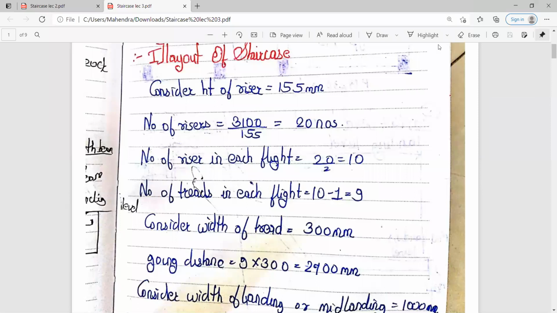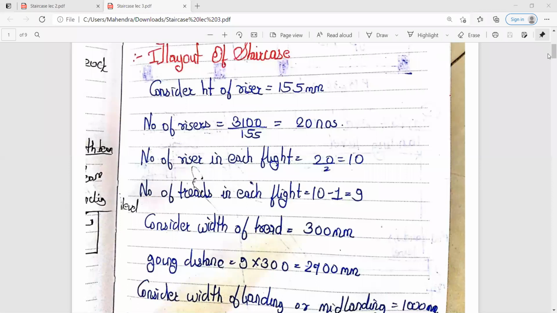Number of treads, how you are going to calculate number of treads? Total number of risers minus 1, you are going to get the number of treads. So number of treads, that is number of risers कितने थे? 10. 10 minus 1 will be 9. So total number of treads are 9 in each flight.